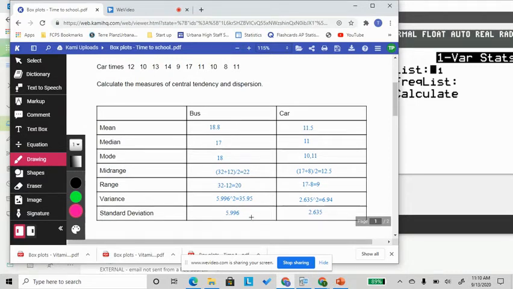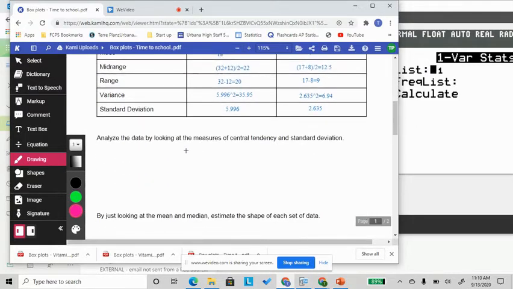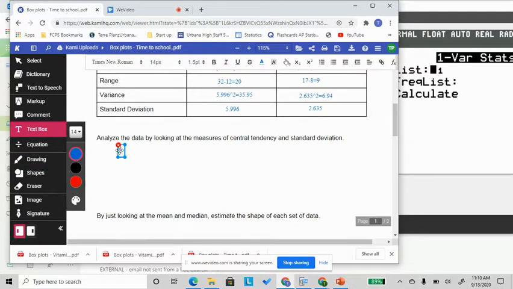So if we look at the standard deviation, this one is twice as big as that standard deviation. That means that on average, it takes almost twice as long from the mean to get to school using the bus. Okay, so we're going to create a little text box here, and we're going to type what we just said.